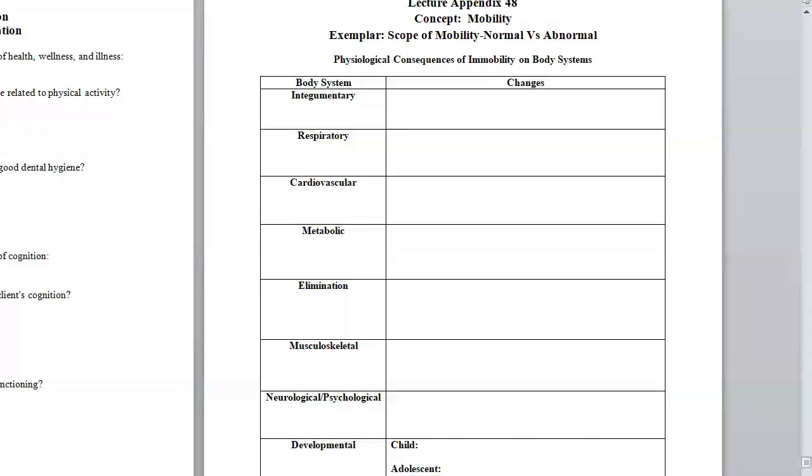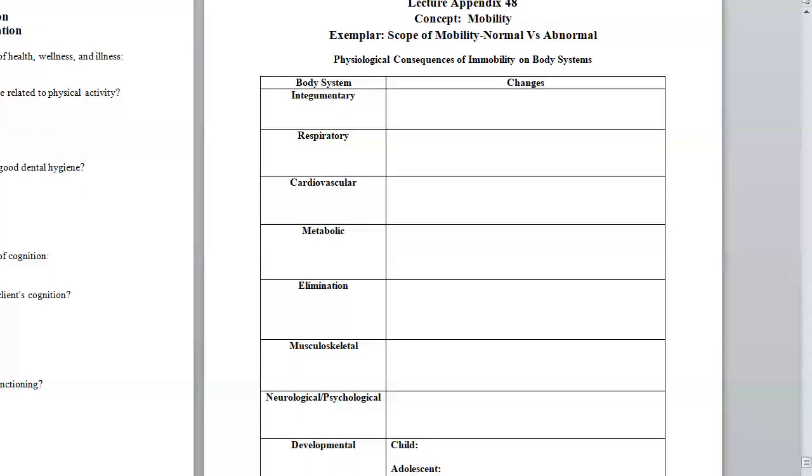And then musculoskeletal: decreased muscle strength and mass. The muscles begin to atrophy, impaired balance and stability, osteoporosis, fractures, foot drop, and altered joint mobility.